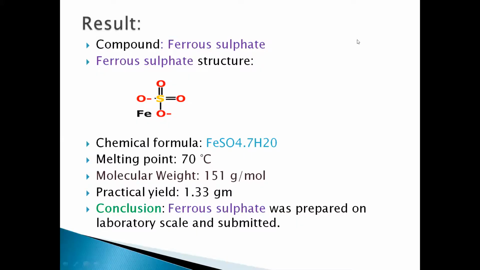Finally, here is the result. Likewise, you have to write the result: compound, ferrous sulfate; structure; chemical formula, FeSO4·7H2O; melting point, 70 degrees Celsius; molecular weight, 151 grams per mole; practical yield, 1.30 grams. Finally, you can say that the ferrous sulfate was prepared on laboratory scale and submitted. Thank you.